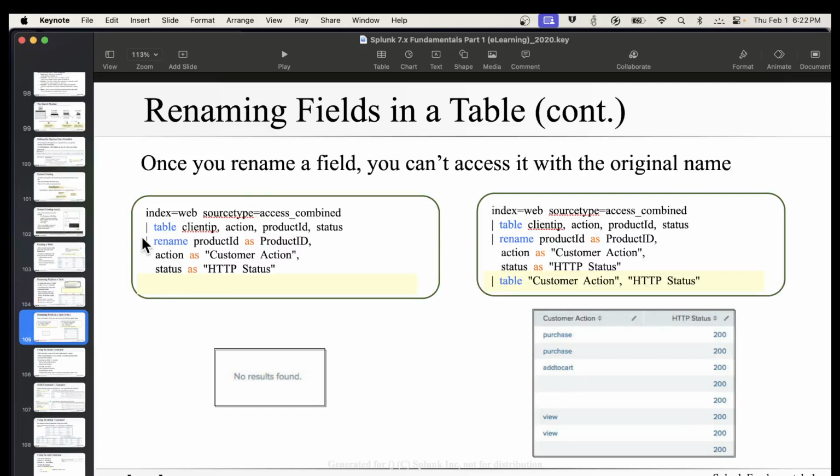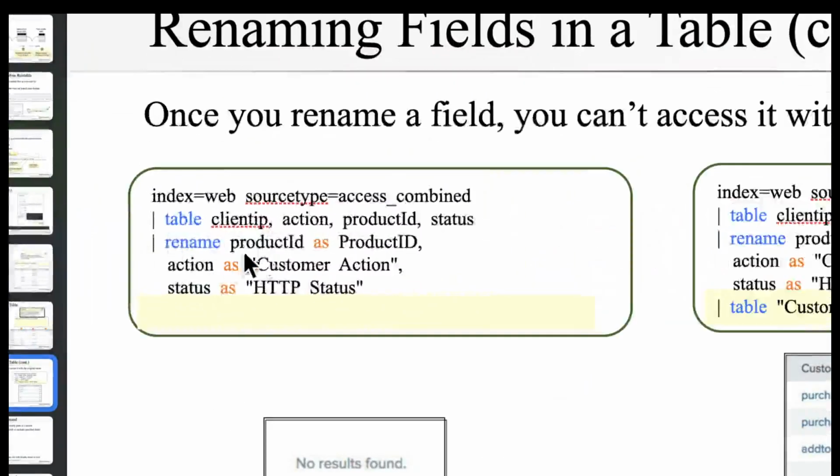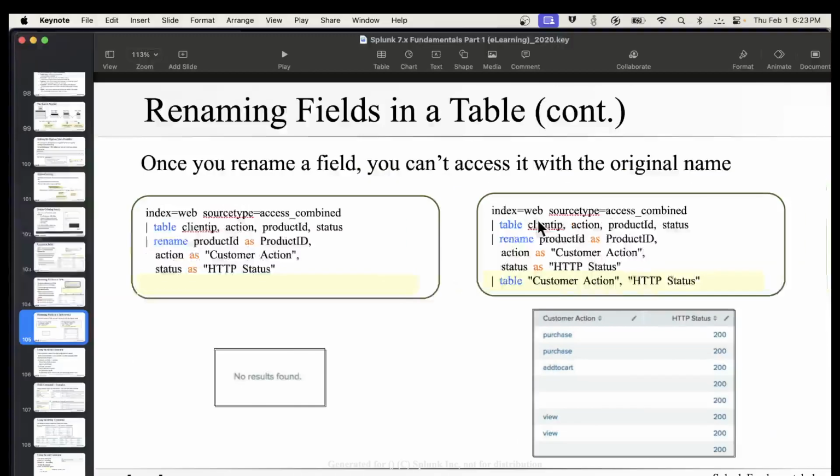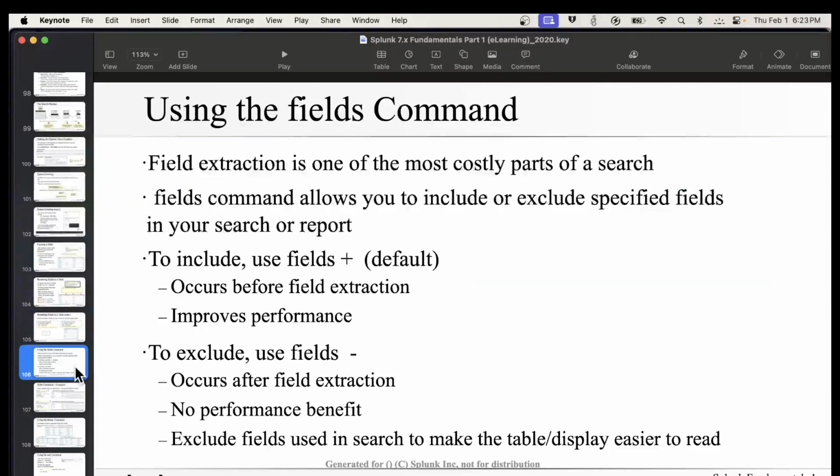If you rename a field, then you can't refer to it again. So here you rename product ID as capital, and if you refer to it again later, you have to use the new name. Here, you rename status as HTTP status, so if you make a table with status, you have to use the new name. That's a thing to be aware of, and that's also common with pipes. Each pipe changes the data.